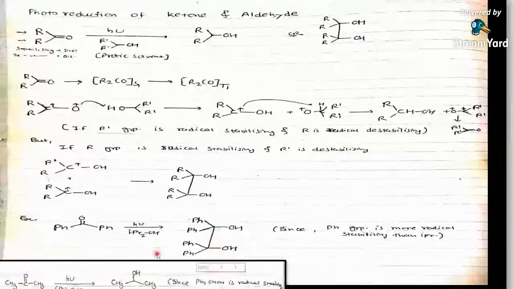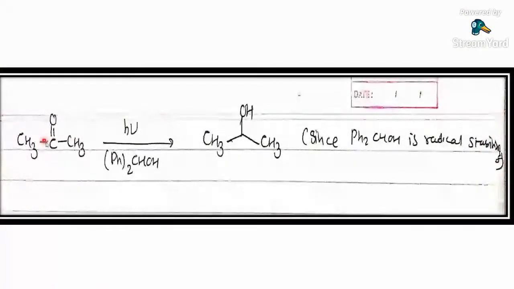Similarly, if we take the reaction CH3 double bond O CH3, and this is your protic solvent, you can see this structure is more stabilizing than this one. It means the R group from the reactant is radical destabilizing. So as a result, it will give you the secondary alcohol. So you get the product CH3CHOHCH3.